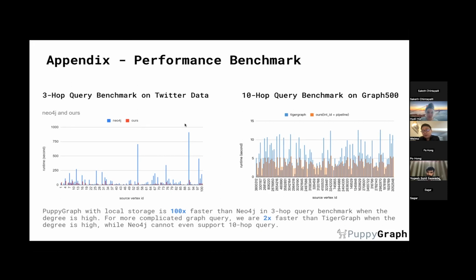But for us, you can imagine that we scan a Hudi table. When it's indexed, it's not O(n), it's more like between O(n) and O(1). So it will be faster when there is a hub node. You can see the blue one, the x axis is a different source. We start from 100 vertices as a data source and then traverse three hops. And when there is a hub node, it will be super slow.